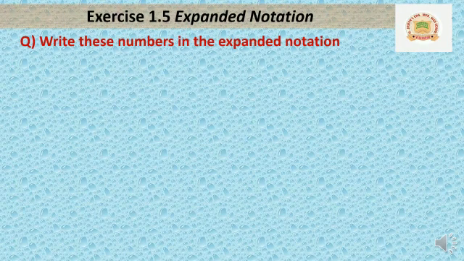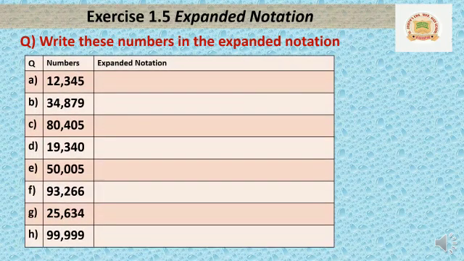Write these numbers in the expanded notation. These are the given questions. Let us do the first question. What is the number in the first question? 12,345. As I am telling, our expanded notation should begin with the biggest place, that is the 10,000s place. In the 10,000s place, which number are we having? 1. That equals 10,000. Now in the thousands place, which number are we having? 2. That becomes plus 2,000. Now in the hundreds place, which number are we having? 3. That becomes plus 300.